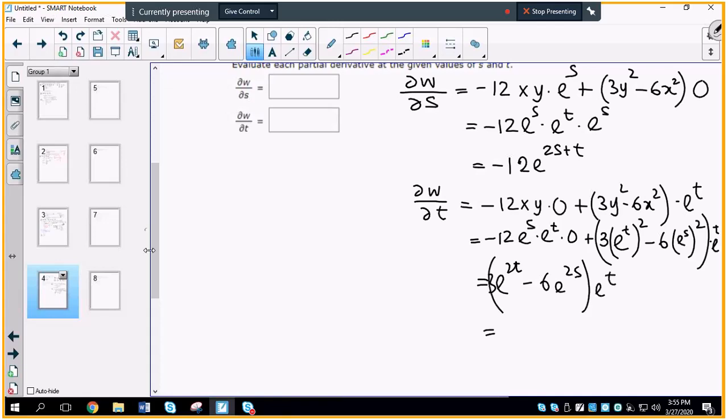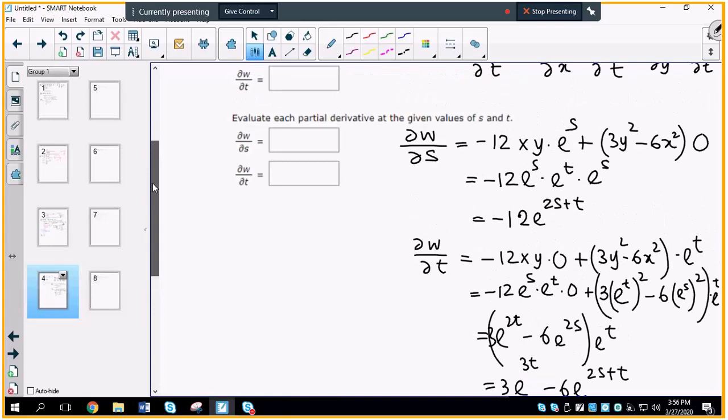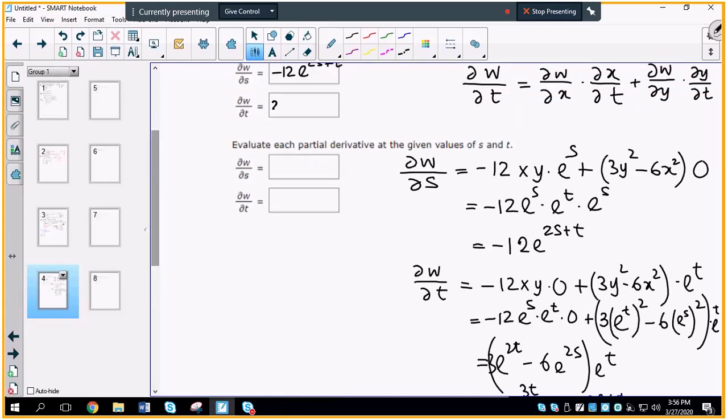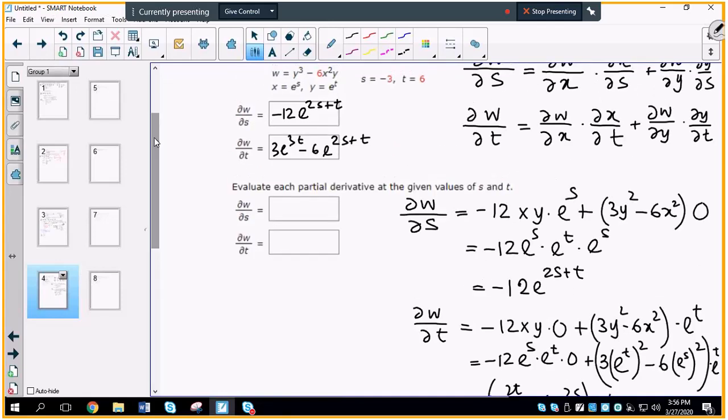So you distribute, you get e to the power 3t, 2t plus t, and then you get minus 6e to the power 2s plus t. And that should be your answer for the partial. So you will say 3e to the power 3t minus 6e to the power 2s plus t is my partial derivative. And finally, we're going to evaluate both of these partials at s equal to -3 and t equal to 6.